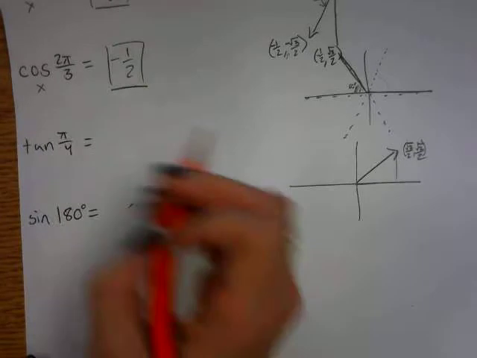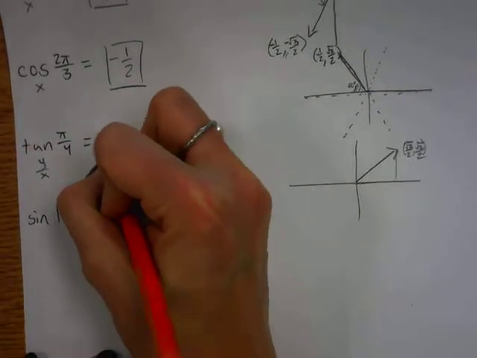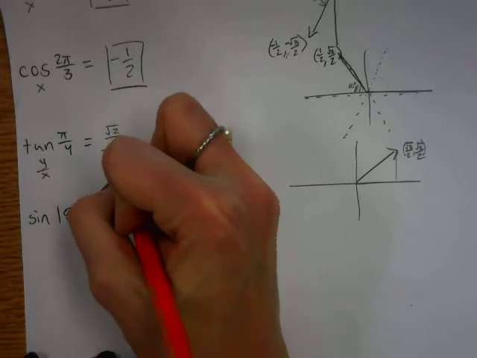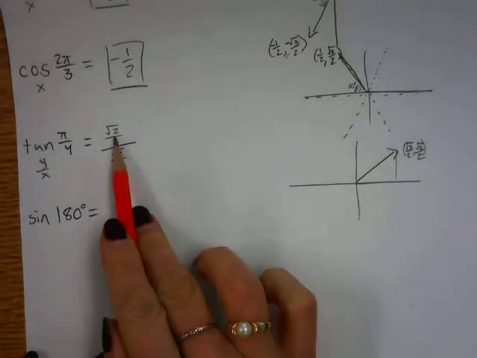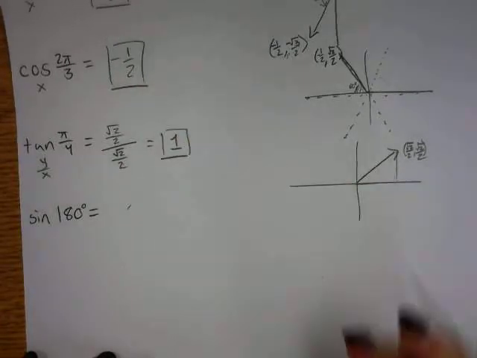And I want tangent, so I want y over x. So I want root 2 over 2 divided by root 2 over 2. Now anytime I take a number and I divide it by itself, I just get 1. So this would simplify to 1. So tangent of pi over 4 is equal to 1. All right.